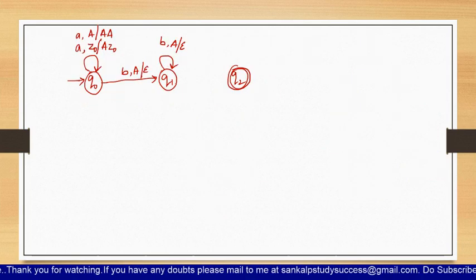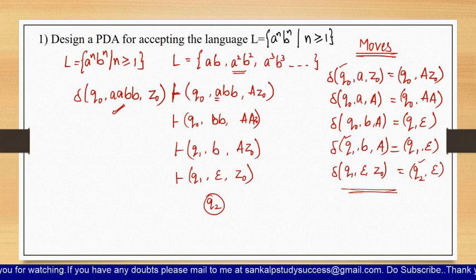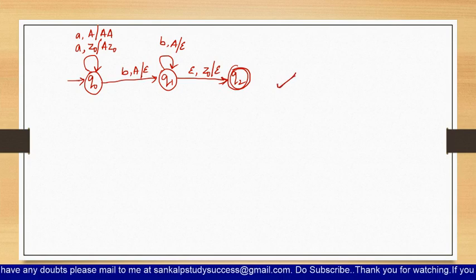So there is a move from Q1 to Q2 by applying epsilon, and the top of the stack will become Z0 or epsilon. So this is nothing but the top of the stack. So this is the final state which we have reached, Q2. So this is our transition diagram for the given pushdown automaton. So in this way, we are going to solve this type of pushdown automatons.